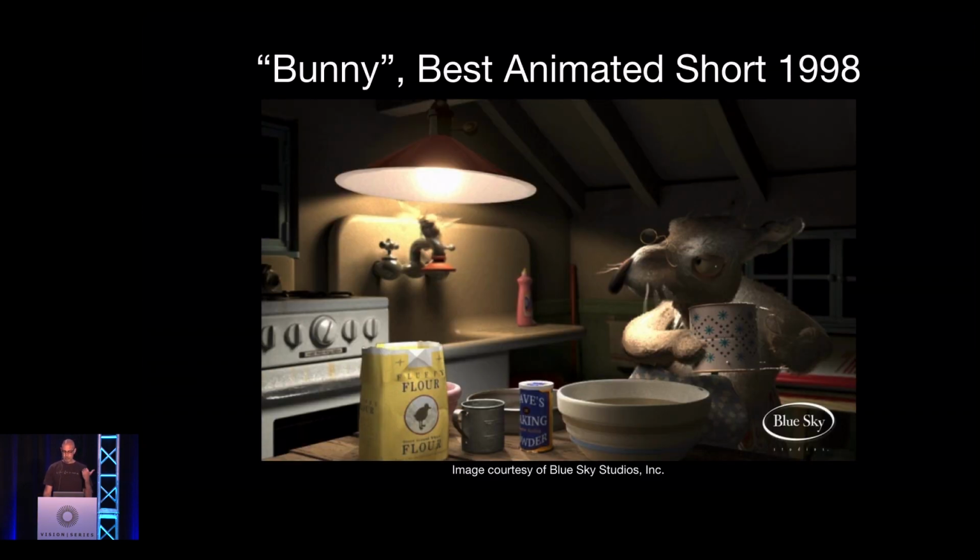I was very happy when Blue Sky Studios got an Academy Award for Bunny, a short film that they worked on in 1998 or so. To me, that was a signal that Monte Carlo path tracing was going to be the way of the future.